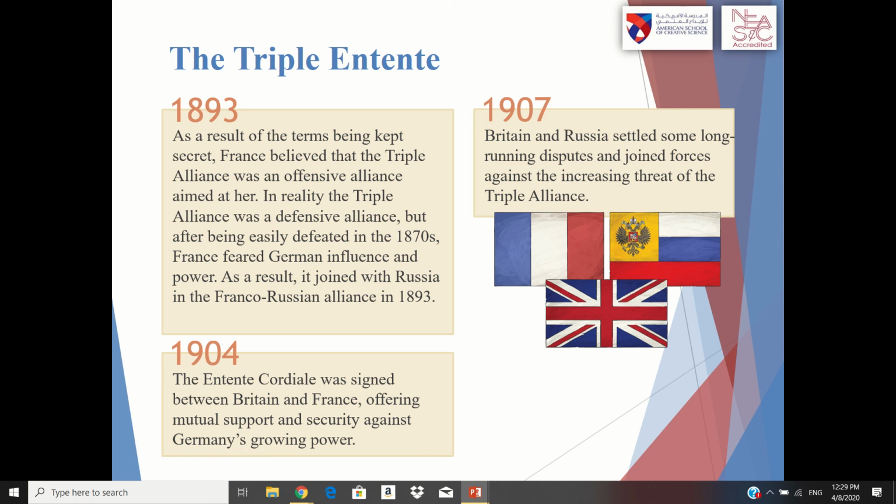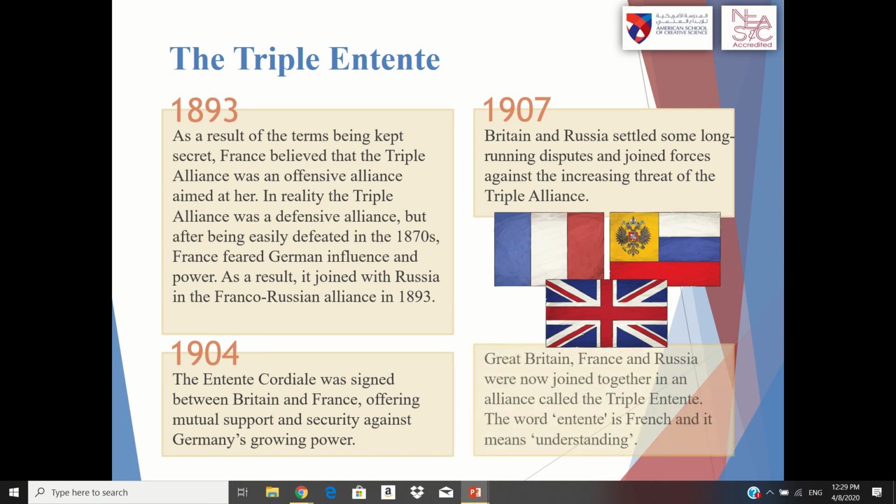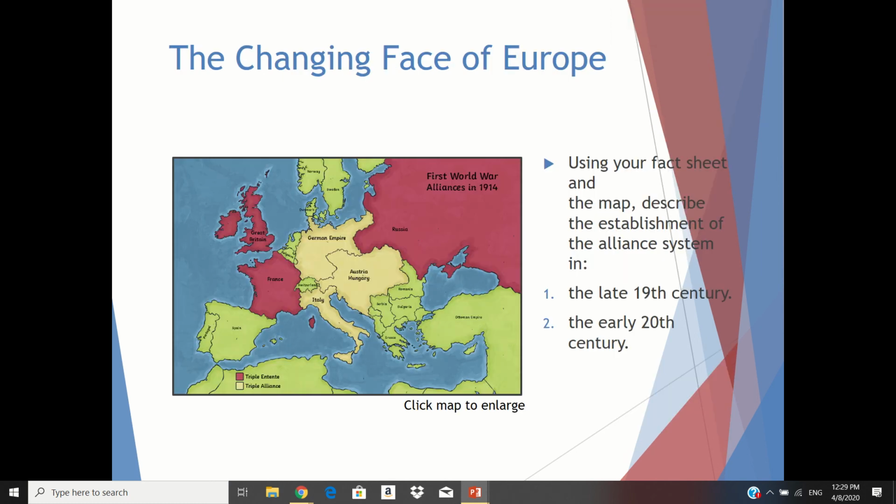In 1904, the Entente Cordiale was signed between Britain and France, offering mutual support and security against Germany's growing power. In 1907, Britain and Russia settled some long-running disputes and joined forces against the increasing threat of the Triple Alliance. Great Britain, France, and Russia were now joined together in an alliance called the Triple Entente. The word Entente is French and it means understanding.